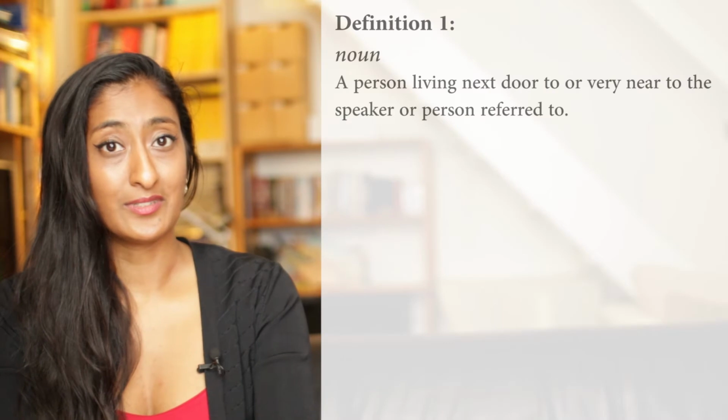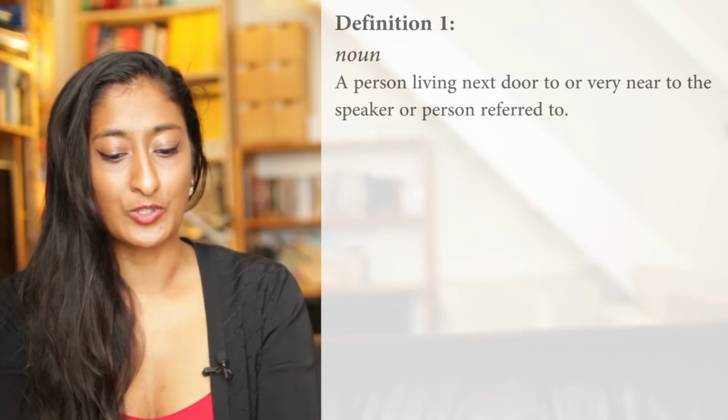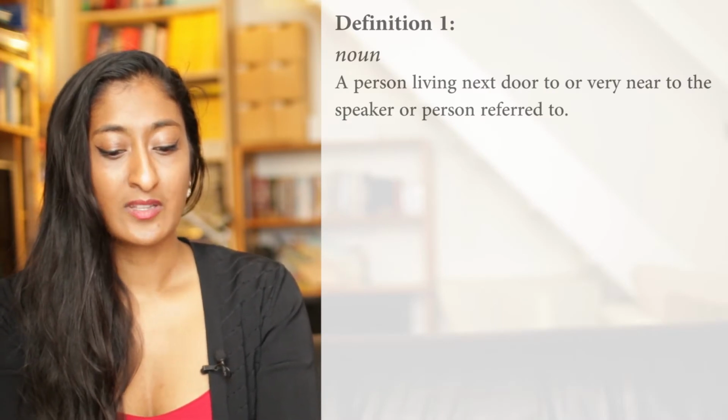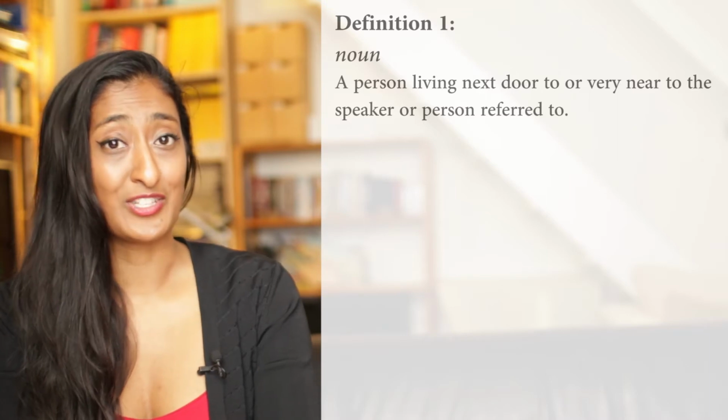Let's have a look at the dictionary definition. We've got two to look at. The first one is using the word neighbour as a noun, and the second is using the word neighbour as a verb. So let's get started. Definition 1. Noun. A person living next door to or very near to the speaker or person referred to.